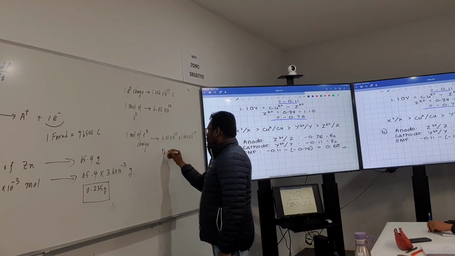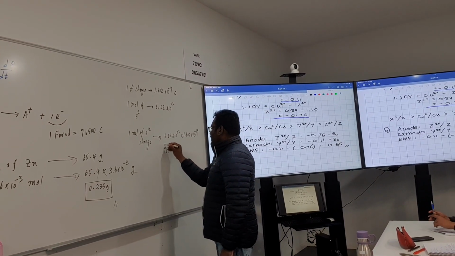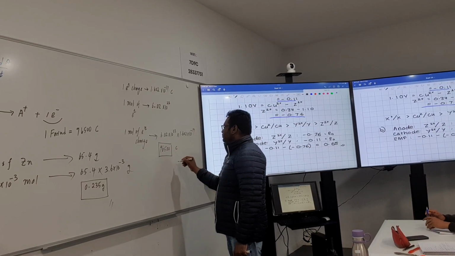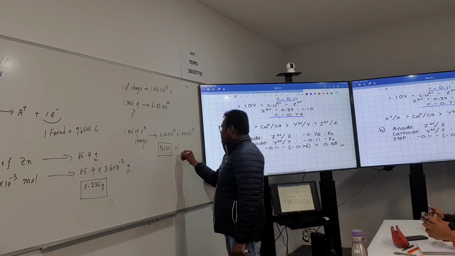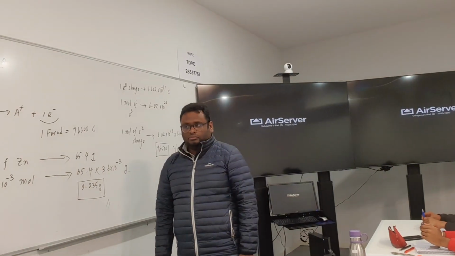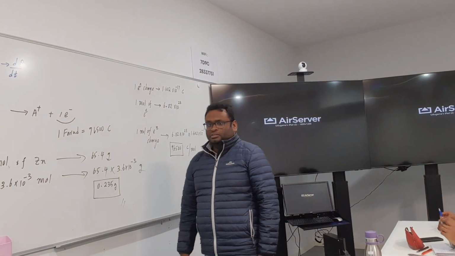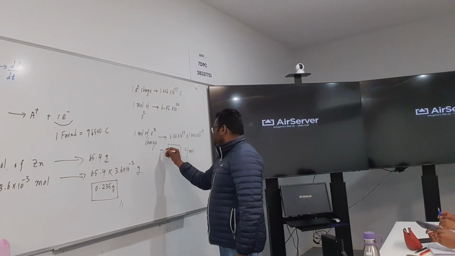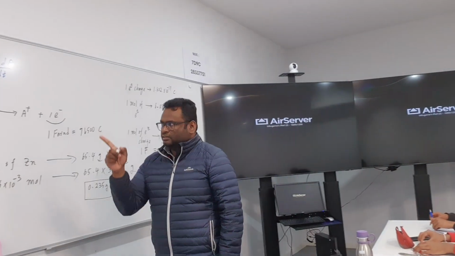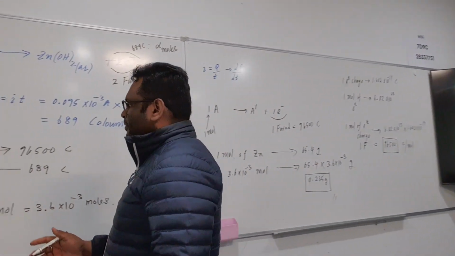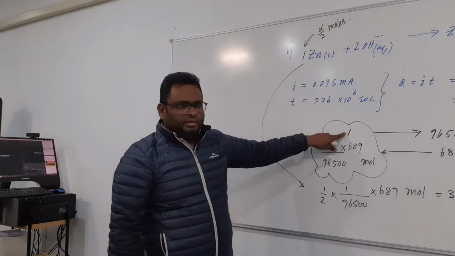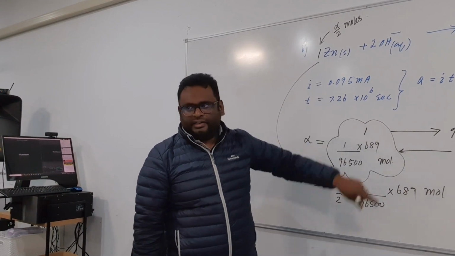This is going to be almost 96,500. What would be the unit here? Coulombs per mole. And that coulombs per mole is called 1 F, farad. So 1 farad is that. That's what we are using. So this is indeed right. If it is corresponding to 1 mole, we use 1 farad.